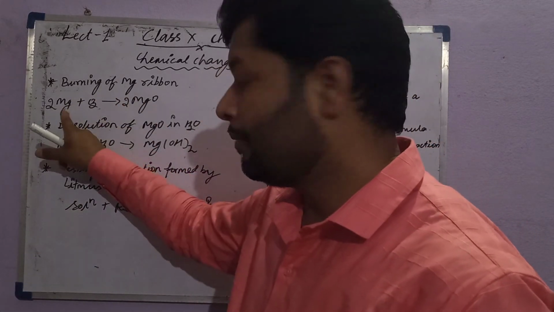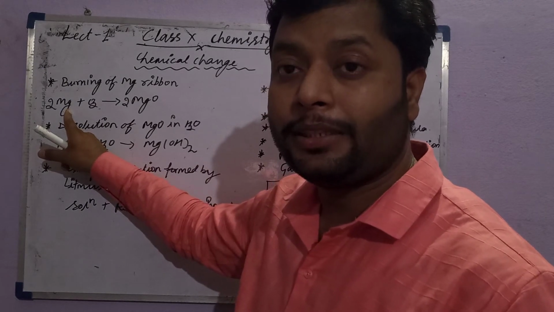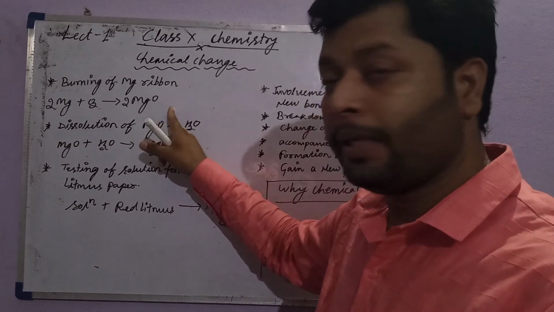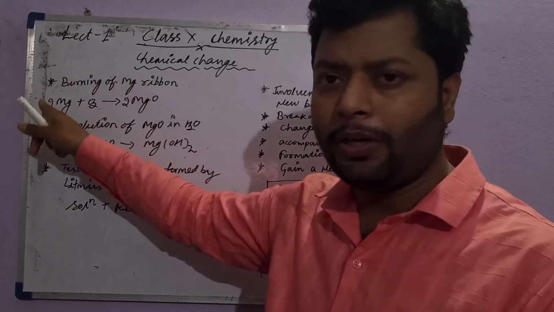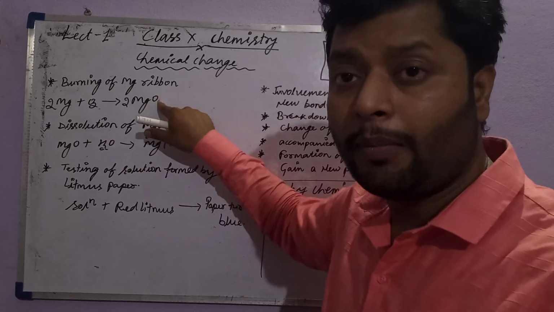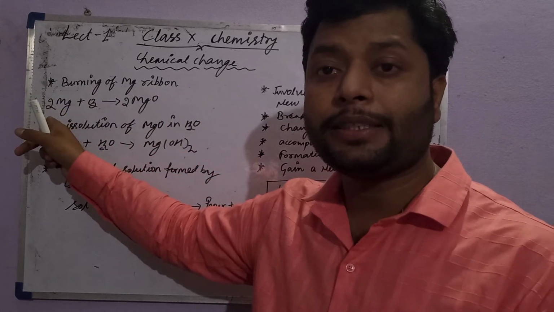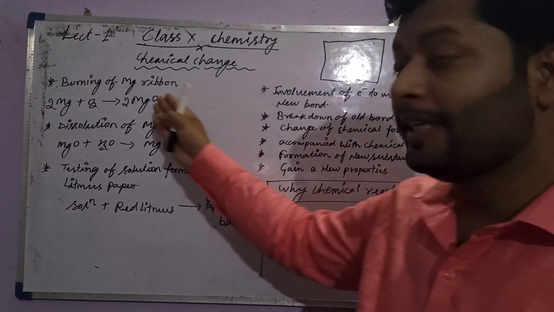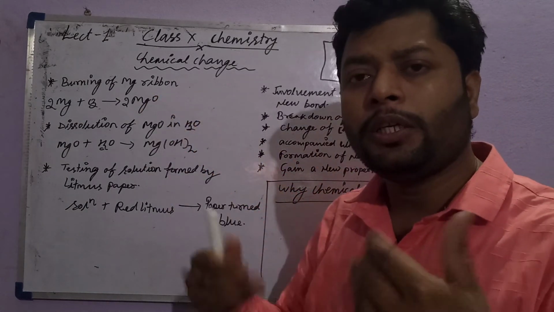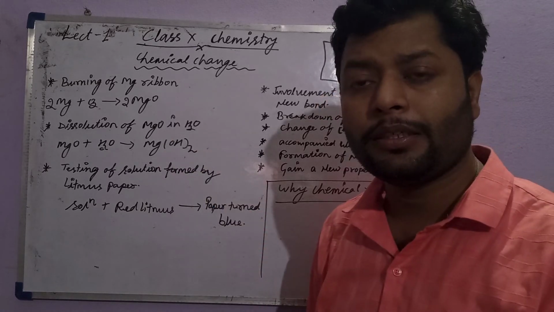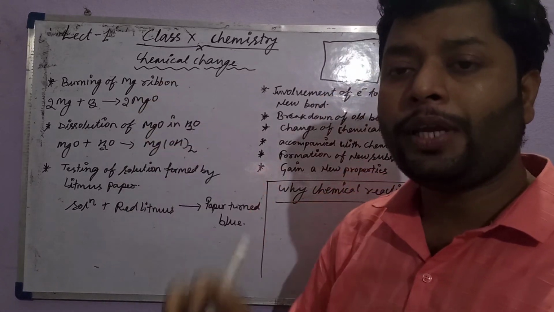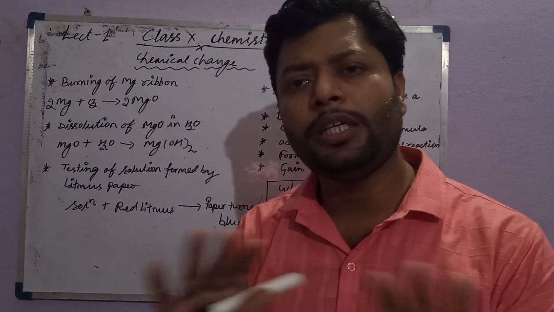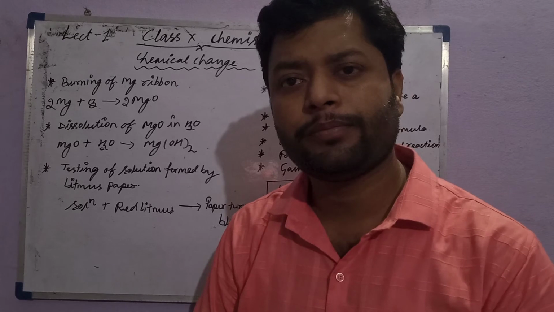So there must be a breakdown of the bonds of oxygen and of magnesium to make a new bond between magnesium and oxygen. When a new bond is formed, the old bonds must break down, a new formula must form, it must be a chemical reaction, and there must be a new substance, that is magnesium oxide, with new properties. In magnesium oxide, there is no property left of magnesium and oxygen. There is a totally new property gained by the magnesium oxide.